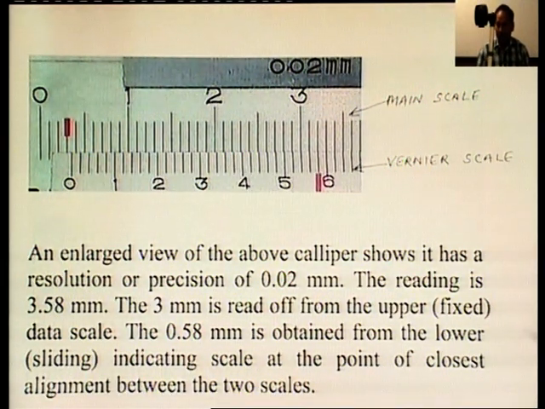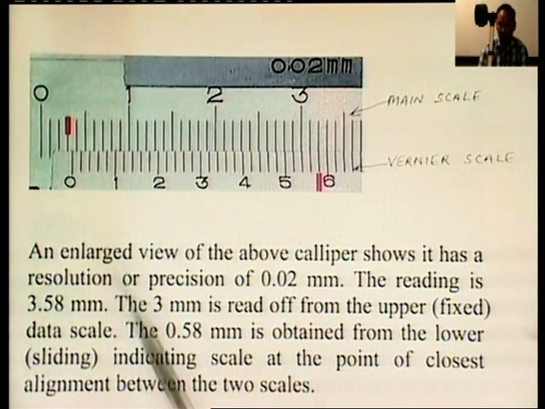So, again this is the diagram of the main scale and the vernier scale. An enlarged view of the above caliper shows it has a resolution or precision of 0.02 mm. The reading is 3.58 mm. The 3 mm is read off from the upper fixed data scale, and the 0.5 mm is obtained from the lower sliding indicating scale at the point of closest alignment between the two scales.